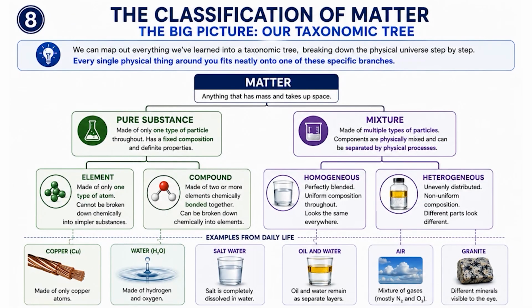Okay, so to bring all of these concepts together, we can effectively map out everything we've just learned into a beautiful taxonomic tree, breaking down the physical universe step by step. We start right at the top with matter. Matter can either be a pure substance or a mixture. Now, if it's a pure substance, it can be an element made of one type of atom, or a compound made of multiple elements bonded together. But if it's a mixture, it can be homogeneous and perfectly blended, or heterogeneous and unevenly distributed. Every single physical thing around you fits neatly onto one of these specific branches.